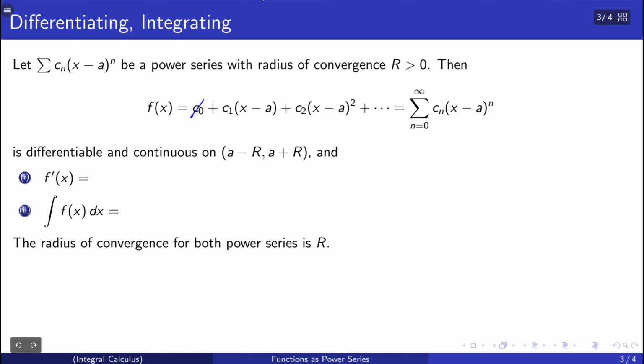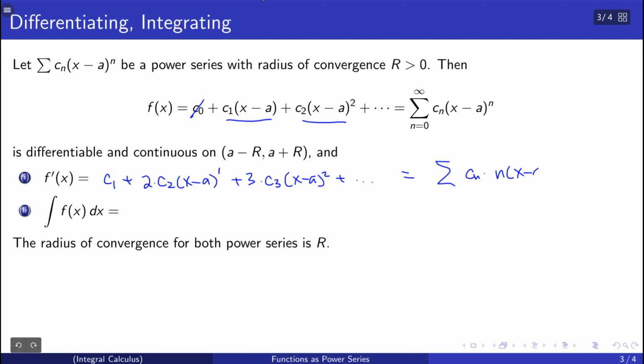Well, the constant term disappears. This just becomes c1 times 1. This term becomes 2 times c2, so x minus a, power rule, right? The next term is 3 times c3, x minus a squared. And as a summation, I can write this as cn times n x minus a to the n minus 1, starting at 1, because the 0th term, the constant term, disappears.